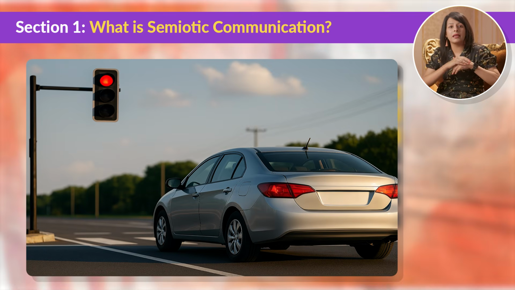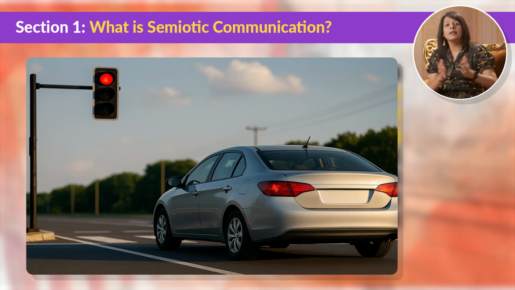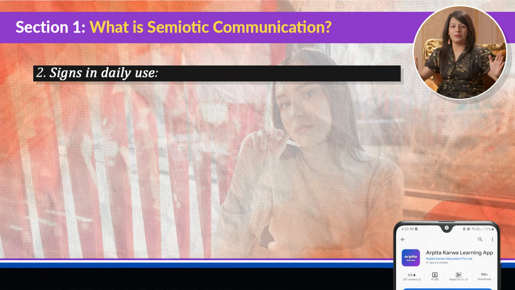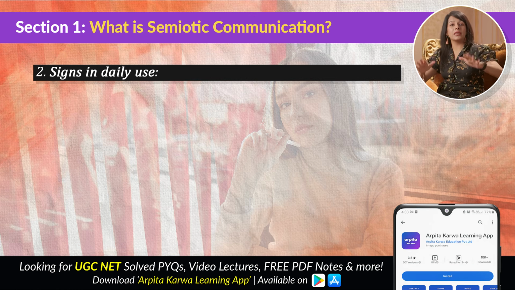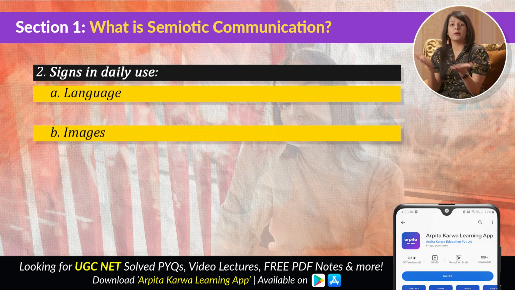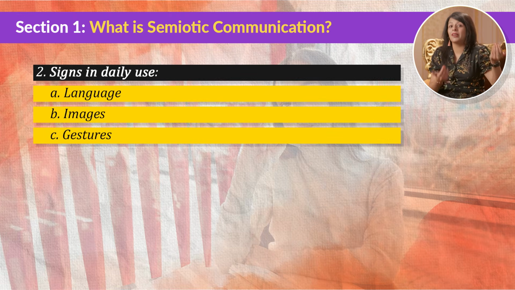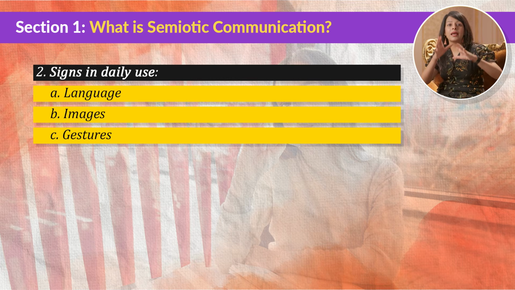For example, think about a red traffic light. It doesn't say anything, but we all know it means stop. That's a sign. Or even a smile, it tells someone that you're happy or friendly without saying a single word. That's semiotic communication in action. Semiotics helps us understand how we use these signs in daily life to share messages. Whether it's through language, images, or gestures, signs are everywhere. So in short, semiotic communication is how we use signs to understand and share meaning in our daily lives.